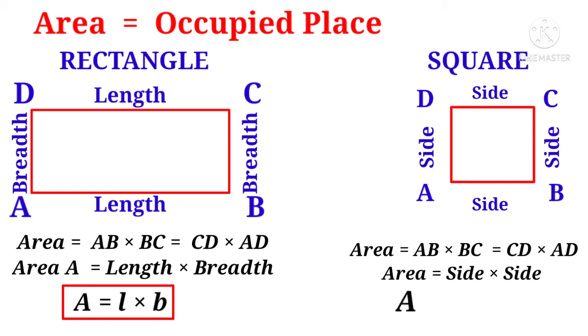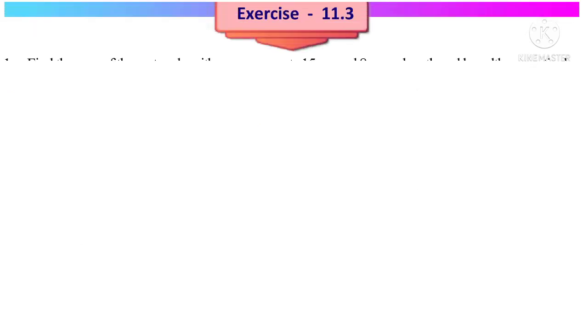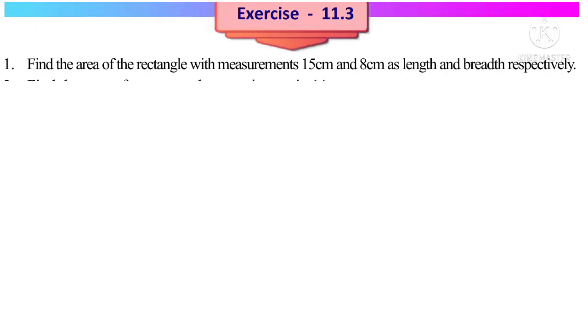So area A is equal to S into S is the formula for the area of the square. Now let us do exercise 11.3 first problem. Find the area of the rectangle with measurements 15 centimeters and 8 centimeters as length and breadth respectively.